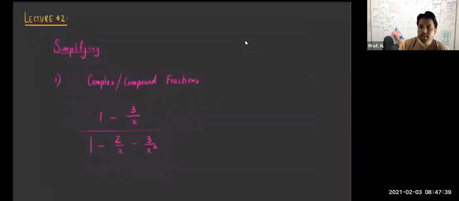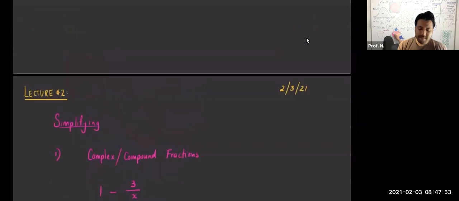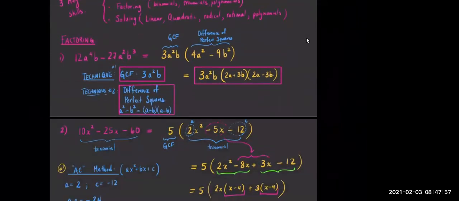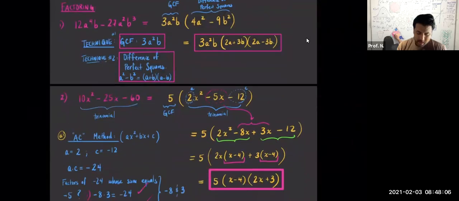Today is... yes, Annika, you said you have a hand raised. I noticed for the last lecture, there was a mistake with the first problem, after I reviewed it. Okay, which one? What happened? For the first question, it should be 9b to the third instead of 9b squared.